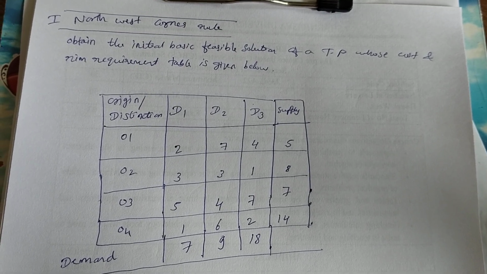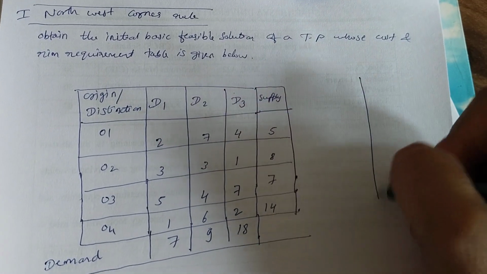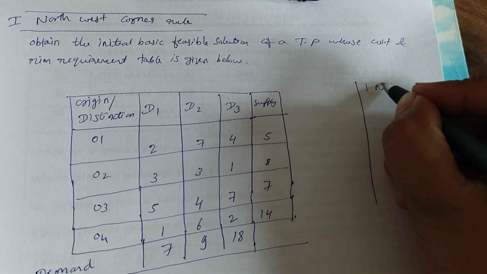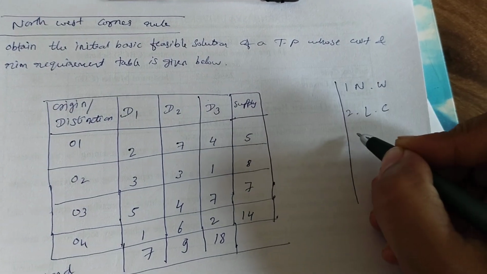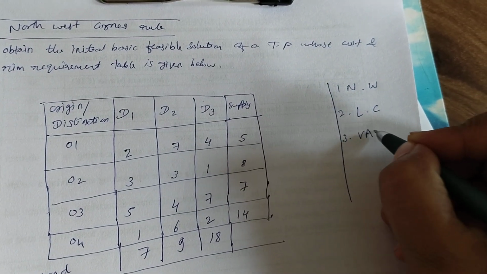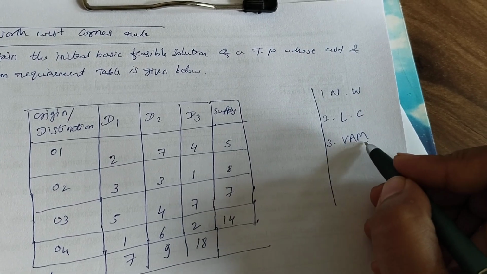Good afternoon. Today we will study the transportation problems. There are three methods to solve the transportation problem. The first one is the northwest corner rule. The second one is the least cost method, and the third one is the VAM method, Vogel's approximation method.